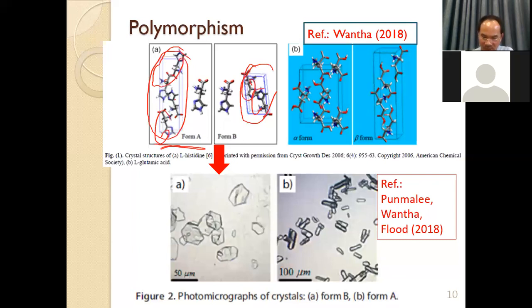And this I show you the crystal obtained from the real system. This is form B. This is from form A. It is maybe plate-like. It's rod-like, but different shape. Different shape also means different physical and chemical properties, and thermal properties also. Each form is applied in different applications.